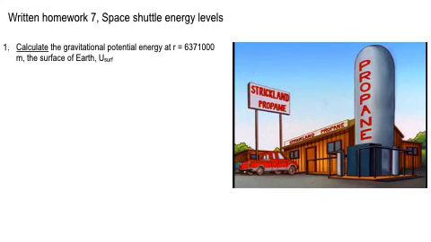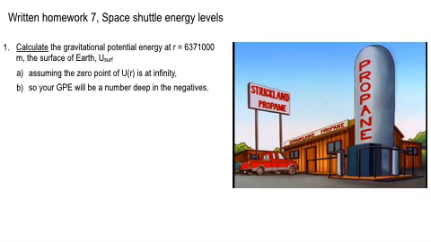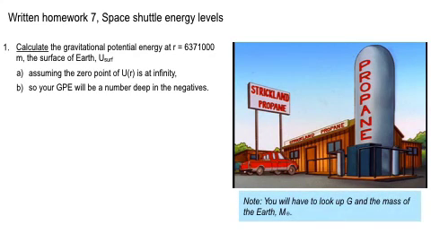First thing we're going to do is calculate the gravitational potential energy at the surface of the Earth, 6,371,000 meters. We're going to give that the symbol U subscript surf. And we're going to assume that the zero point of U of r is at infinity, as we mentioned before, so we use the same kind of curve. And so your GPE is going to be a number deep in the negatives, and you'll be able to calculate it. But you've got to look up the value of G. It shouldn't be too hard. And the mass of the Earth, that also shouldn't be that hard.